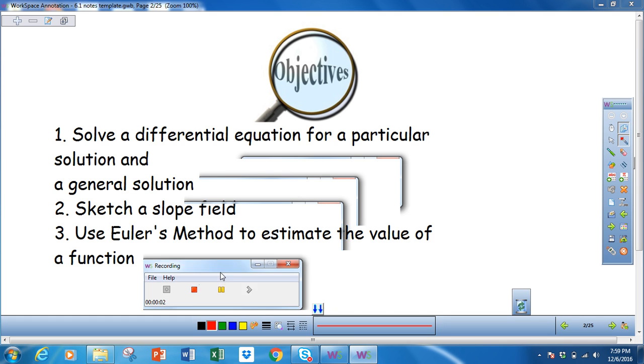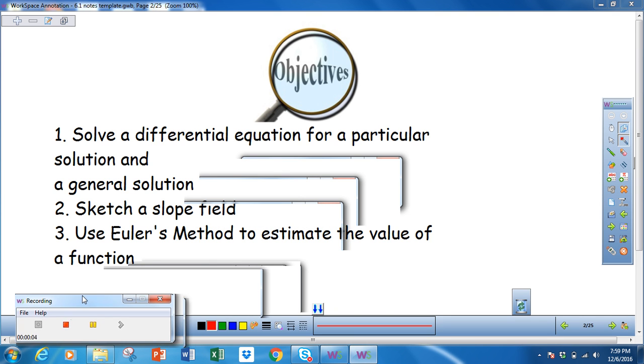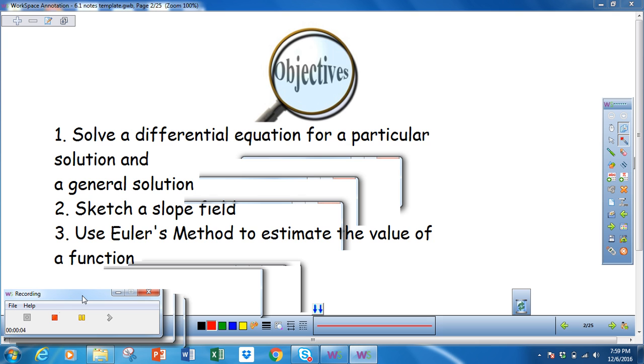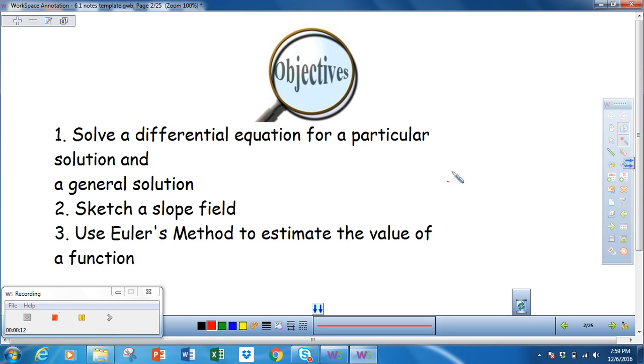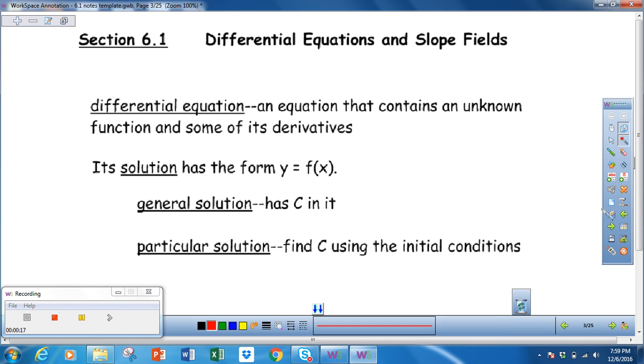Okay, welcome to Chapter 6. This is our last official chapter in AB. So today we're going to talk about differential equations. Now, as most of you know, there's a whole math course on differential equations, but this will just kind of whet your appetite.